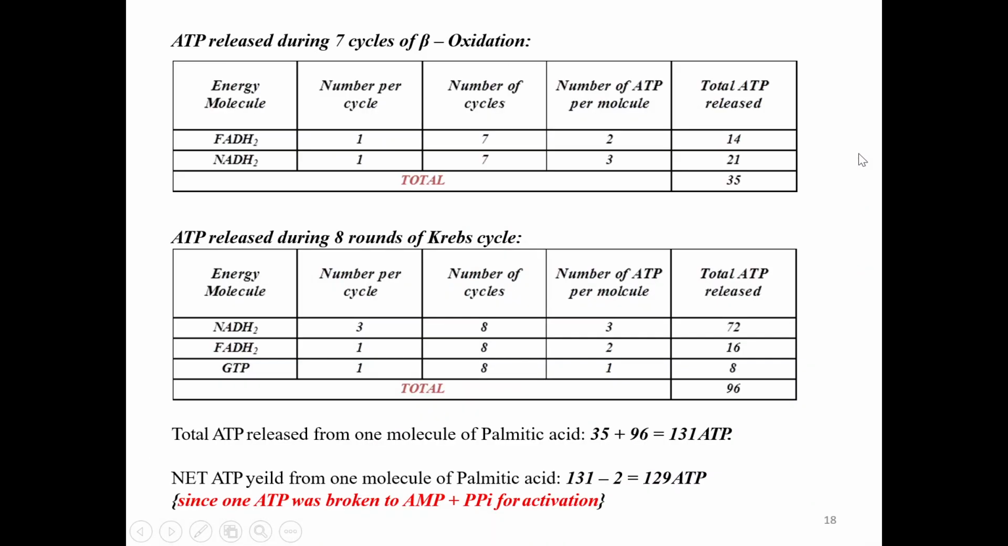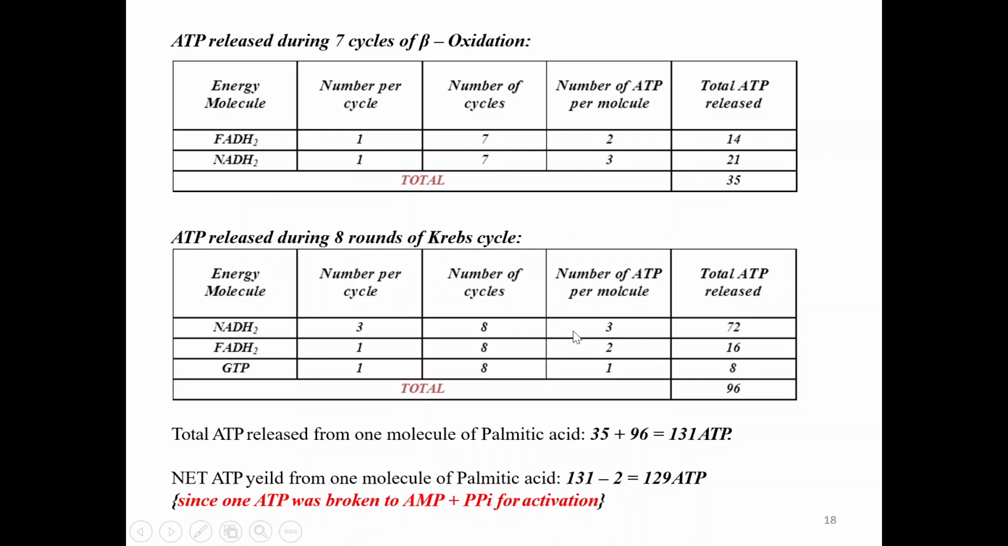Now, so totally what do you have? This palmitic acid will give you 35 ATPs. 35 ATP are released from one molecule of palmitic acid when it undergoes beta oxidation. Here you have 8 acetyl-CoA produced. Those 8 acetyl-CoA enter into 8 rounds of the Krebs cycle.